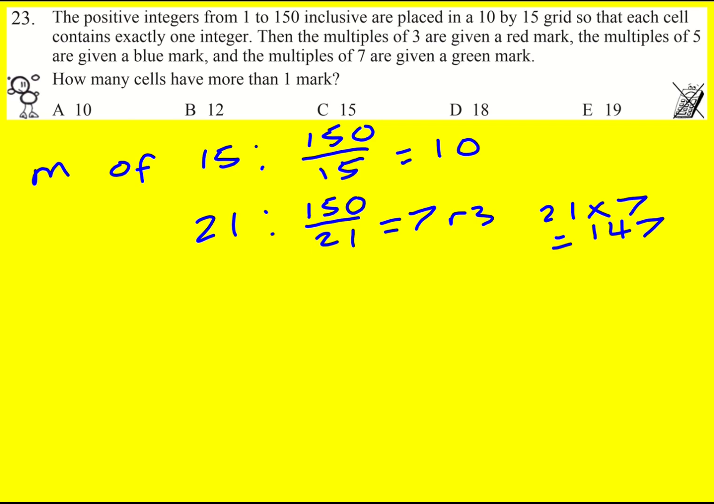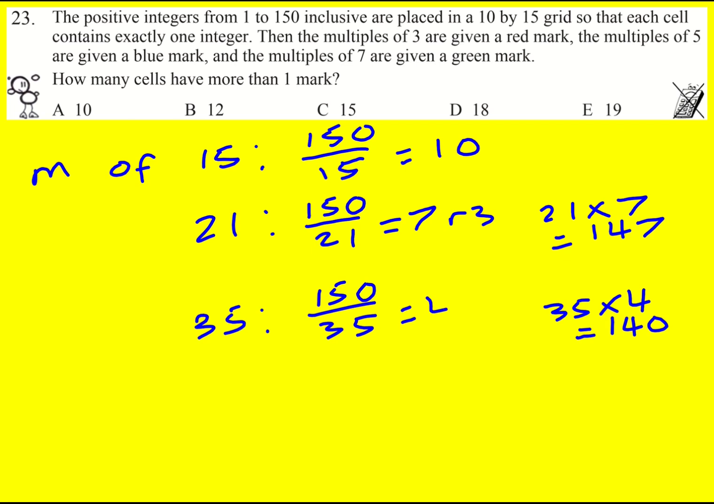35. 5 times 7. 150 divided by 35. Well, 35 times 4 is 140. So it's going to be 4 remainder 10. So 4 numbers which have a green mark and a blue mark.